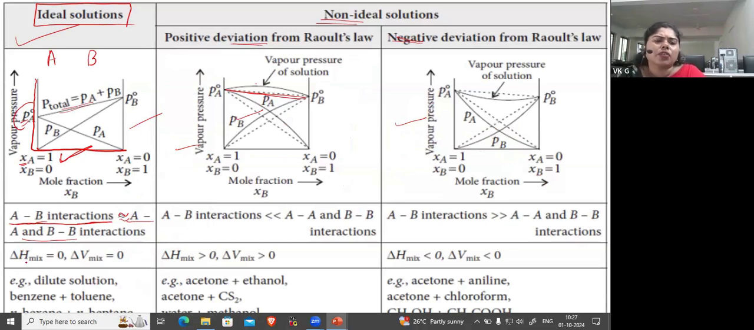Talking about physical quantity, what is this delta H mix? When you mix it together, delta H means enthalpy. Enthalpy means heat change. Whatever heat change was happening in the original form, after mixing also the heat change will remain the same. There won't be any difference. That is what it says. So heat change or energy change will not be there when you mix them together, or when they were in the pure form also. So that's why delta H mix equals 0.